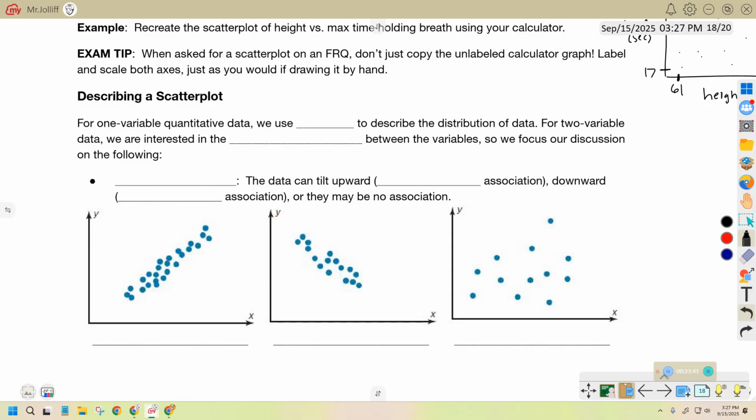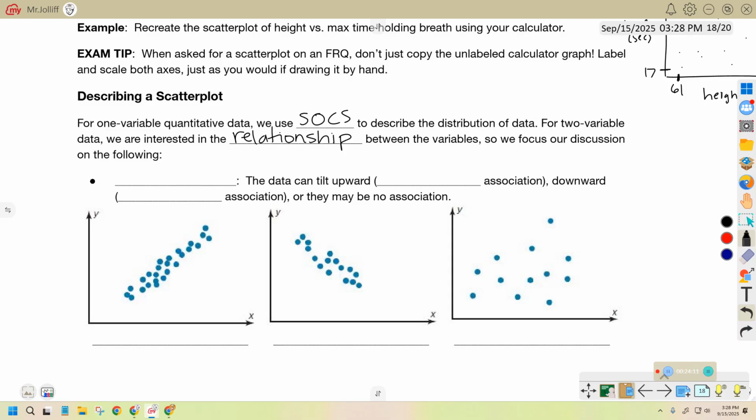Shape. SOCS. Very good. SOCS. Shape, outliers, center, spread. That's perfect for single variable data. Less helpful when I am looking for relationships between variables. We need a different set of descriptors for 2 variable data. So that's what we're going to talk about. There are 4 descriptors for 2 variable. They are different than SOCS because we're interested in different things.